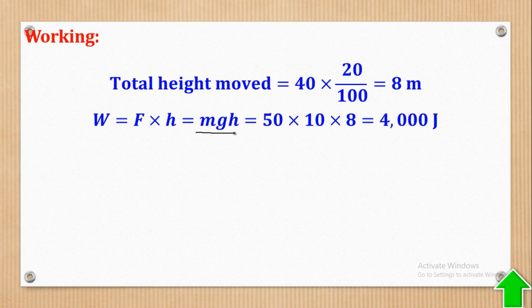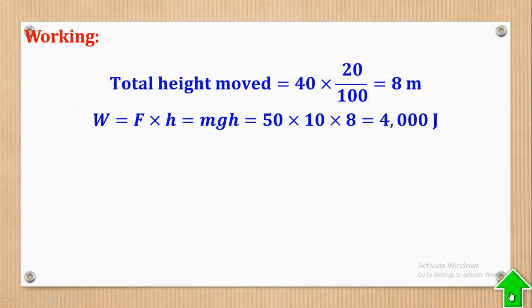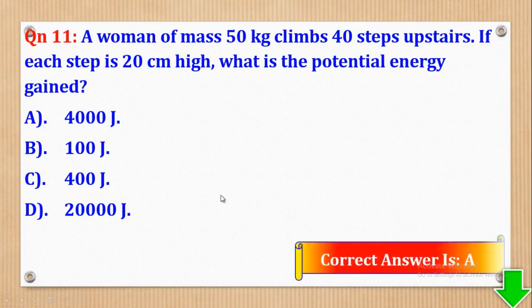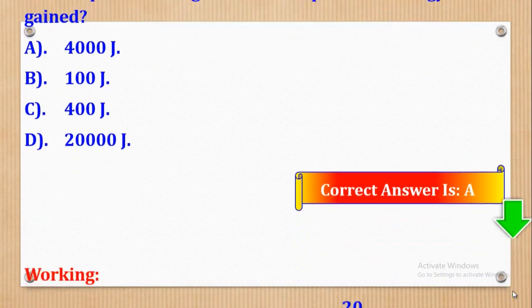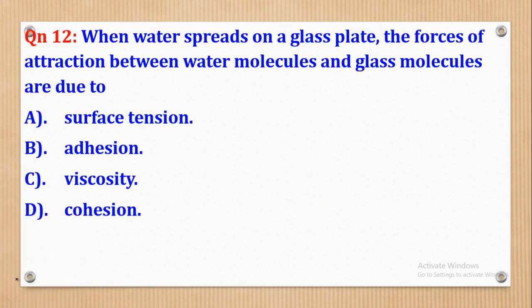Therefore, the potential energy is mgh. m is 50, g is 10 and it's a constant, and h is 8, which you have got here. Therefore, when I use the calculator for this, I'll come up with 4,000 joules. So I'll look for the option which has 4,000 joules, and that is option A. Therefore, A is the correct answer. So that was question 11. Now we shall go to question 12.